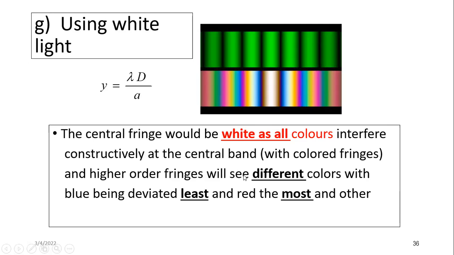For higher order fringes, you see different colors, with blue being deviated least. Remember, blue, shorter wavelength, deviated least. Red, longer wavelength, deviated most. And the other colors are in between.